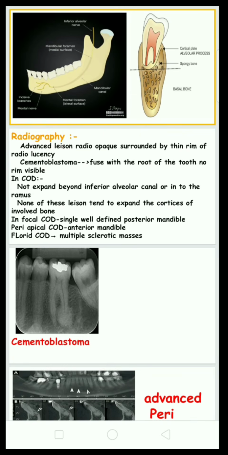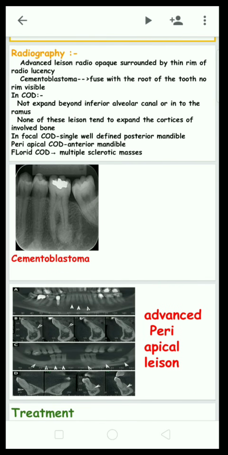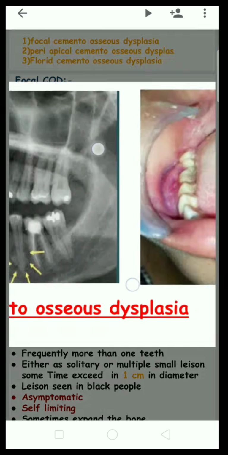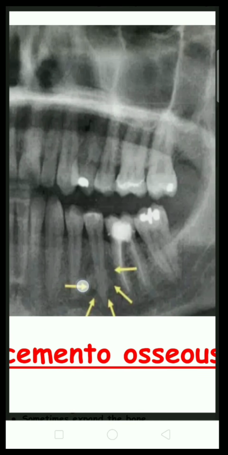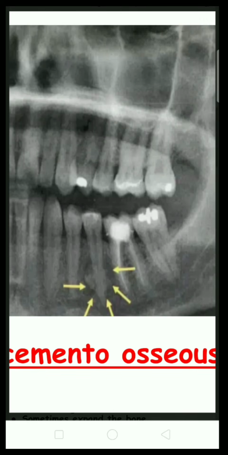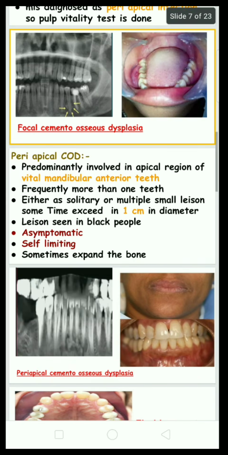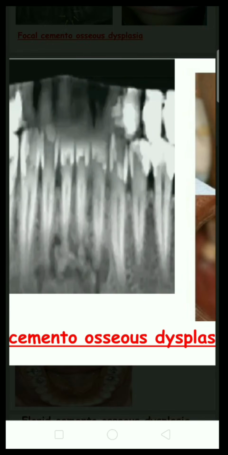Focal cemento-osseous dysplasia is single and well defined, in one particular area, like this. This is a focal cemento-osseous dysplasia, as we discussed previously. Periapical cemento-osseous dysplasia is multifocal, in more than 1 centimeter.